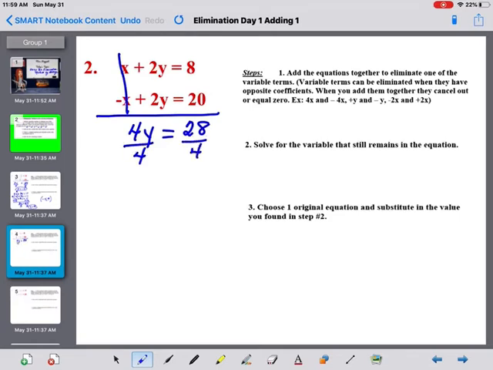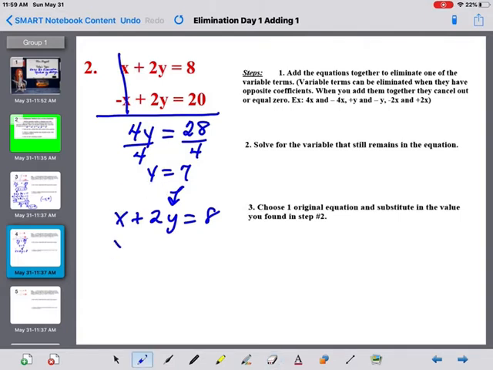I'm now going to do step number 2, and I'm going to solve for the variable that I have left, and I wind up getting y equals 7. I'm going to go back up to the top. I'm going to choose one of my two original equations. So I'm going to pick the top equation, x plus 2y equals 8. And I'm going to substitute in what I got for y.